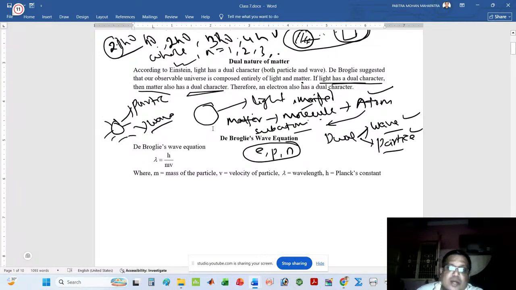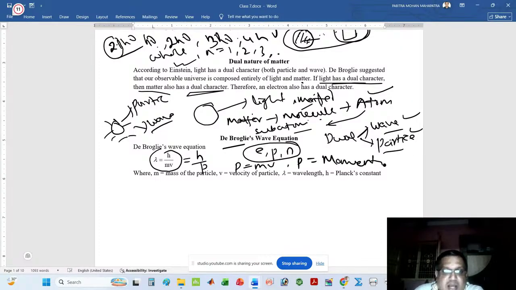Now I want to move to de Broglie's wave equation. This is given by the scientist de Broglie, and the equation is given here. Lambda is equal to h by mv is equal to h by p, where p is equal to mv, and p is said to be momentum. Here m is the mass of particle, v is the velocity of particle, lambda is the wavelength, h is Planck's constant. Remember this term. This is said to be de Broglie's wave equation: lambda is equal to h by mv is equal to h by p.